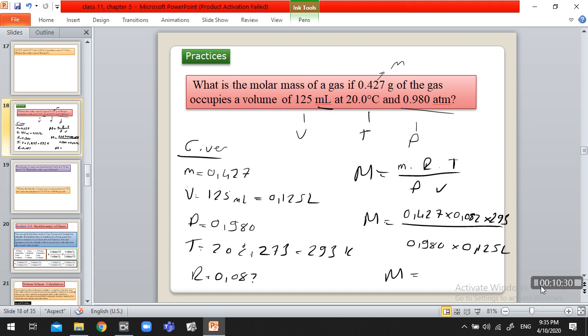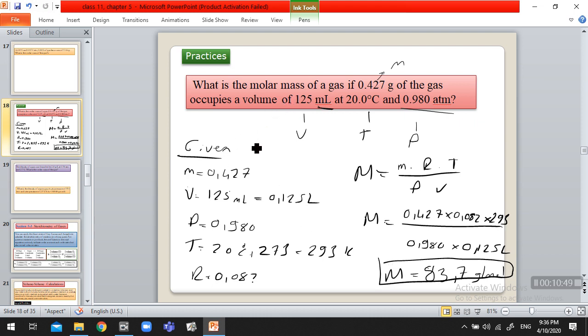Let me calculate for you. The answer will be, guys, 83.7 gram over mole. Answer is this. Very easy, guys, that I told you.